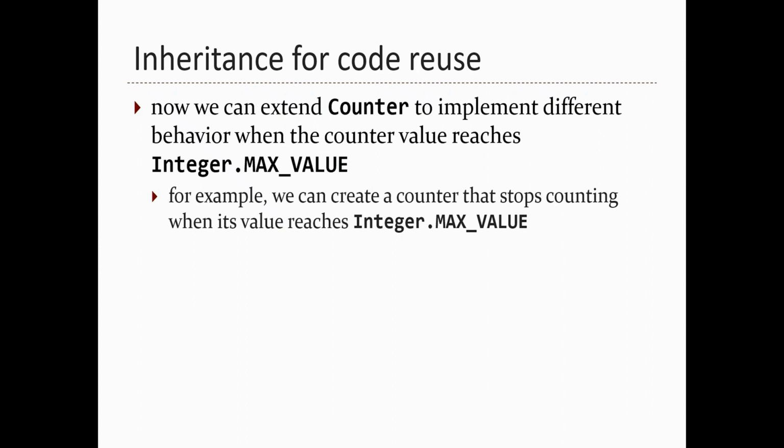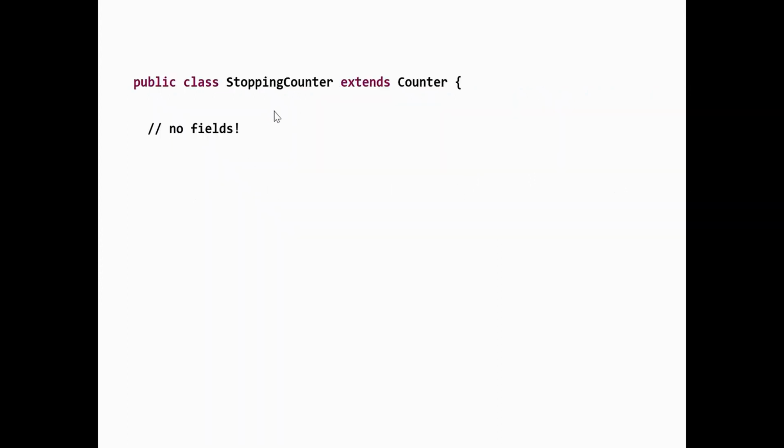Now you can extend counter to implement different strategies for when the counter hits integer max value. So for example, I can make a counter that stops counting when it hits integer max value. It counts up to integer max value, and then if you advance it, it just keeps on giving you back integer max value. So we'll make a new class called stopping counter, because this counter stops when it hits integer max value. We're going to extend counter.